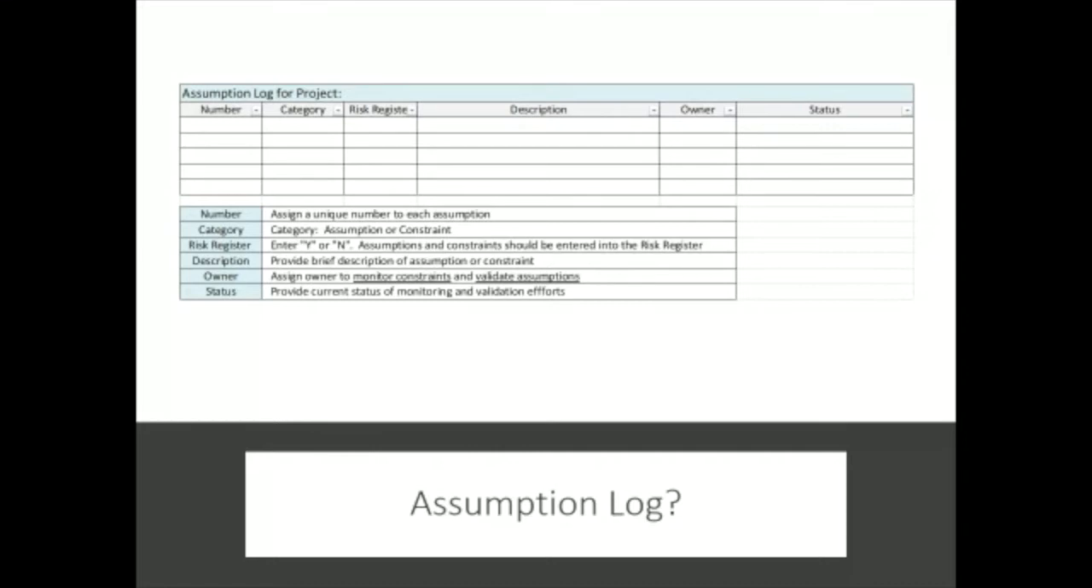So when I look at these tools, they're specifically designed for project management. But when I get excited and I actually sit down and put the pedal to the metal and create these new tools, I like to determine if they have more application than just through projects. And I personally think the assumption log does.